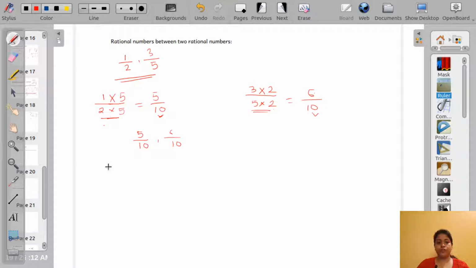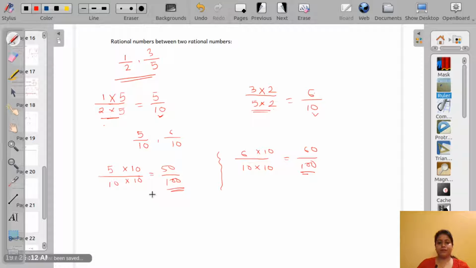Okay, now what to do? Again we have to multiply this. Again our equivalent number we have to find. Multiply this, say again 10 and 10, both the numerator and denominator. That means 50 by 100. Okay. Now let us multiply this also by 10. Again it will become 60 by 100. Now you may ask why I have multiplied 10 and 10, because let's see, in the answer ultimately we have got the same denominator. So no issue. We can multiply by 10, or if you want you can multiply with a bigger number such as 100,000 like this also, or 20, 50. Those numbers are also okay.